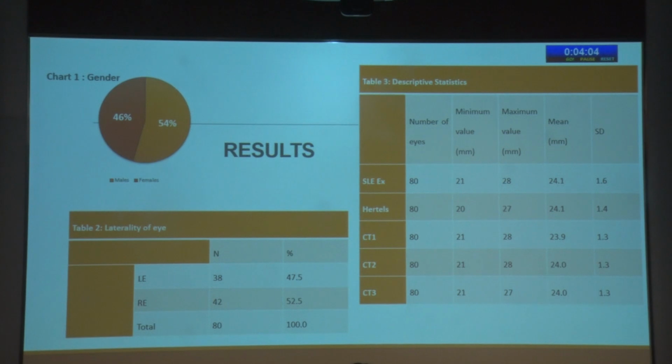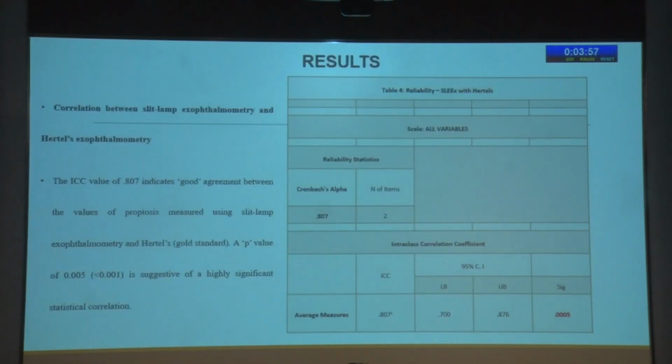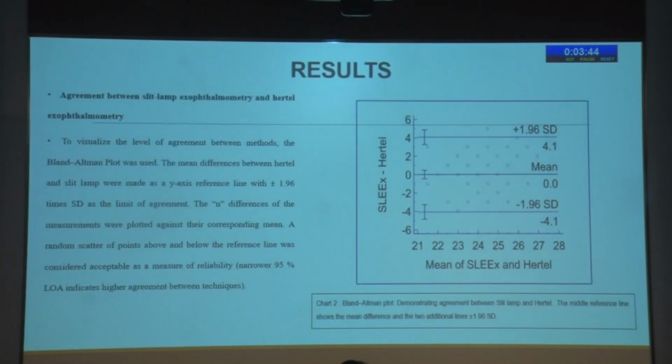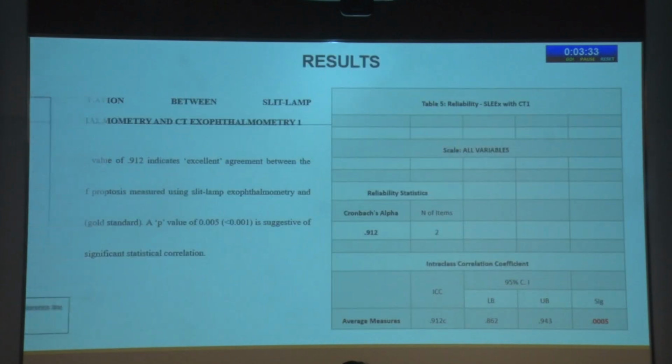So these are the demographic details of my study, where 46% of them were males and 54% of them were females. And let's move on to the results proper, where there is a comparison between the slit lamp and the Hertel's, which showed a significance of p-value of less than 0.01, which is statistically significant. And this is between slit lamp and Hertel's, where the Bland-Altman plot showed that most of the values were within plus or minus 1.96 standard deviation, which is of significance.